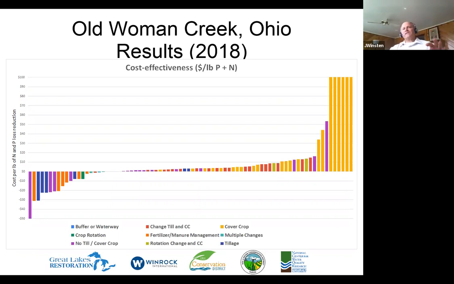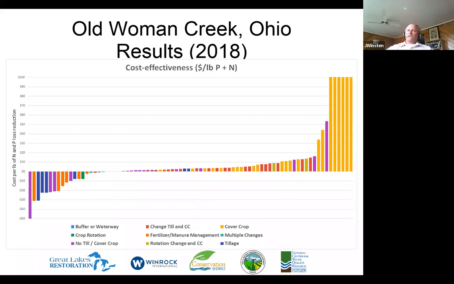One other thing I want to say is that this type of graph that I've been showing you, this bar chart, can be misleading because on the left where you see things that are highly negative in the cost per pound, you think, oh, that's great. If you look at the top of this graph, you see that the cost effectiveness is dollars per pound of reduction. And so if you have a negative cost and a very small pounds of reduction, it's going to make that number much more negative. So it can be deceiving.